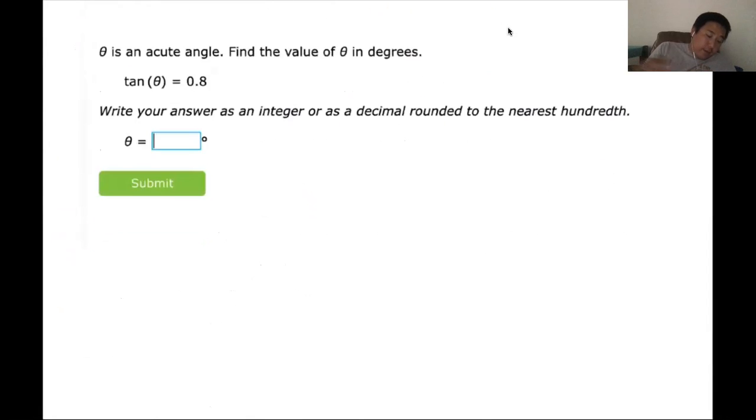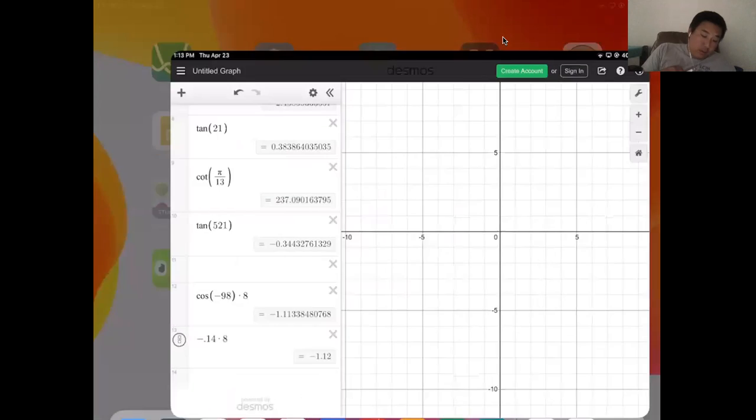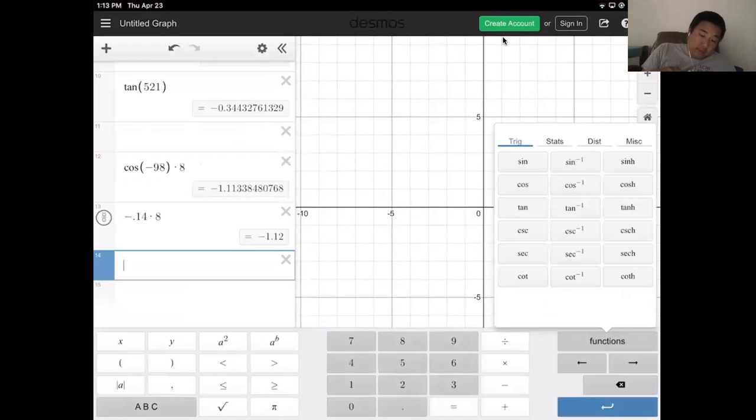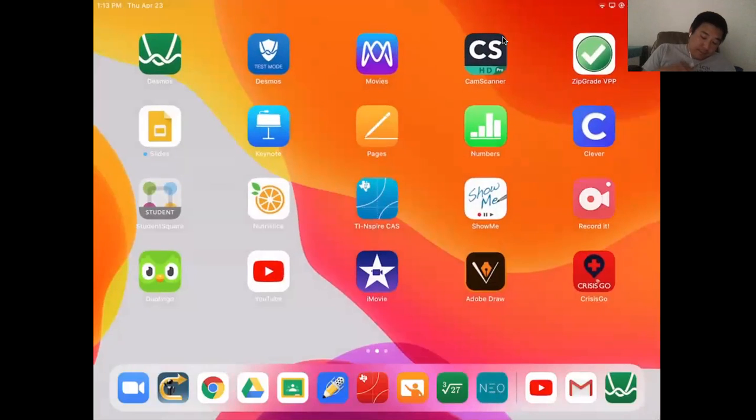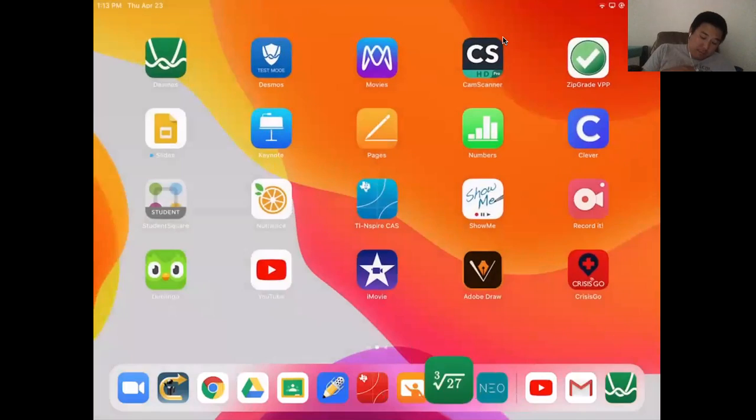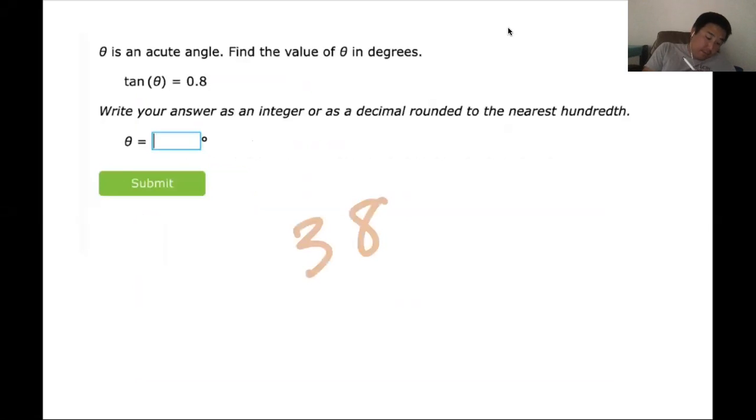All right, so now we want tangent of 0.8. And this is one where we don't have a special value for 0.8. So you have to use your calculator. So you're going to do functions, inverse tangent of 0.8. So it's 38.66. If it's an acute angle, I'm okay.